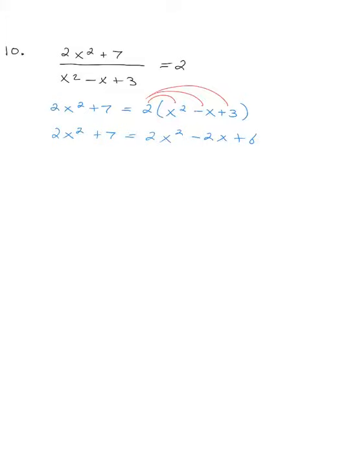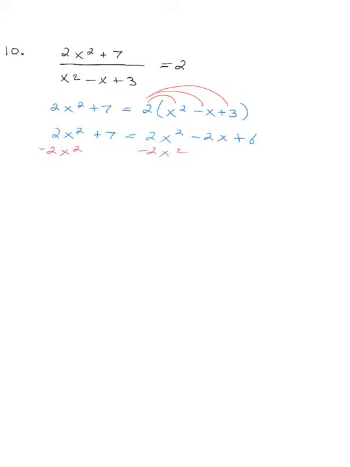In terms of canceling the x squareds, this is a good thing because I can subtract 2x squared from both sides. And I think at the same time, the only thing I can do is subtract 6. And I'm left with 1 is equal to negative 2x. Dividing both sides by negative 2 gives me my answer of negative 1/2 is equal to x. I will check to see if it makes the denominator 0. Okay, it does not, so that is my solution.